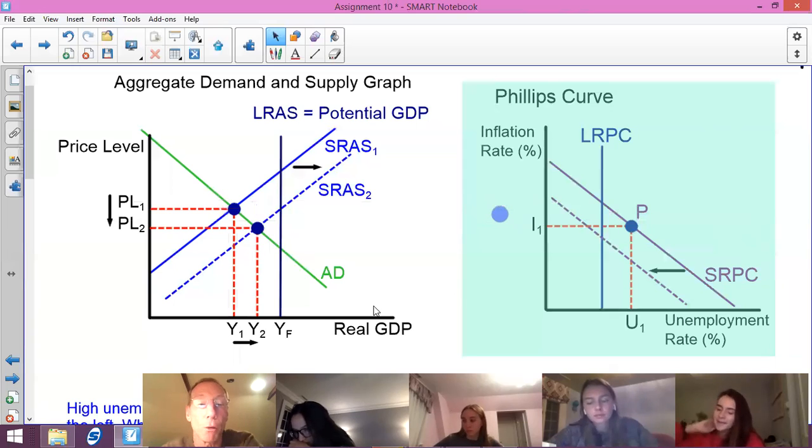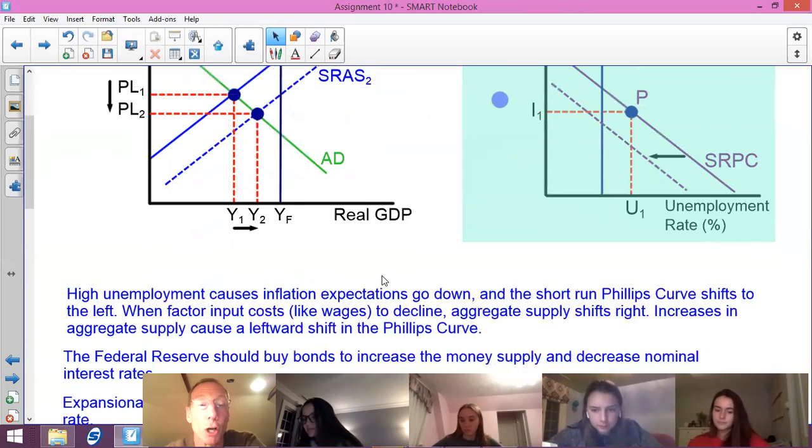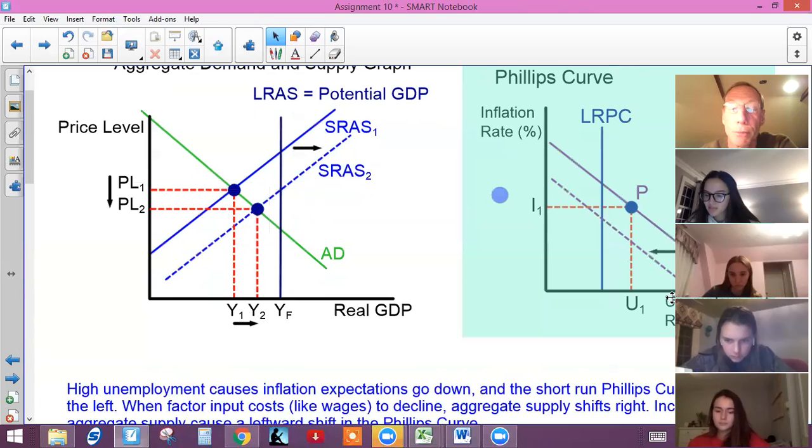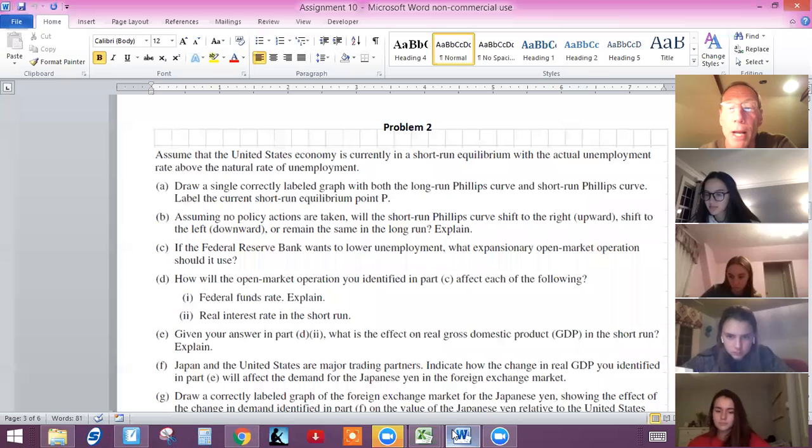Anyway, so that's that one. So what are they actually asking you? You want to draw the graph here, and then we want to answer some things about it. So let's go back and see what they're asking us. Assuming no policy actions are taken, will the short-run Phillips curve shift to the right, shift to the left, or remain the same in the long run?